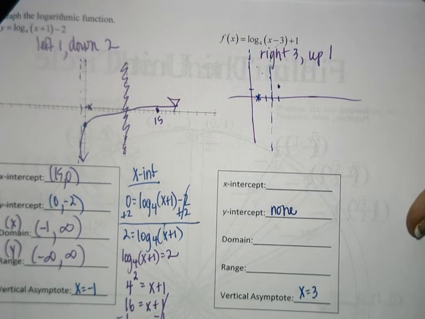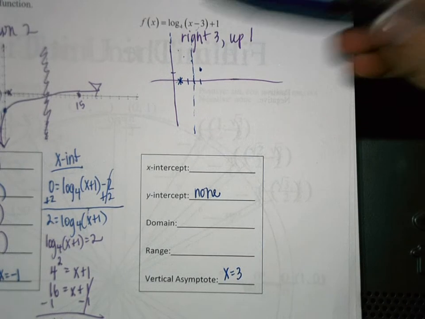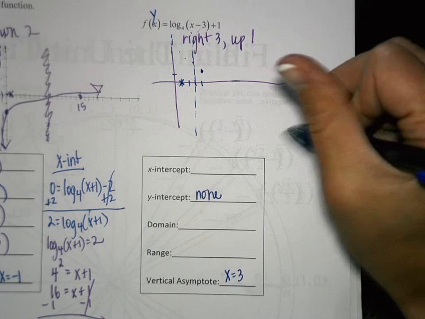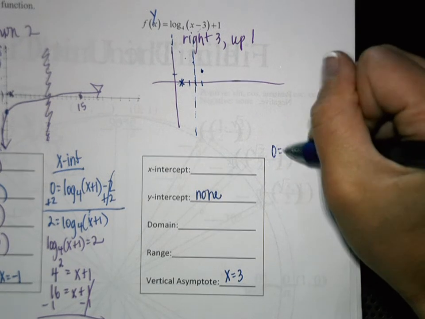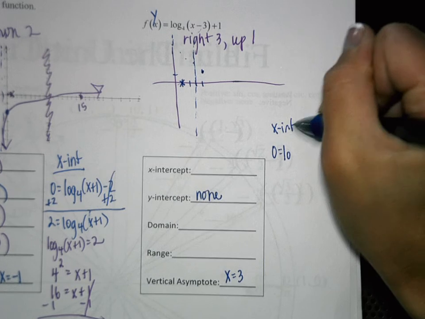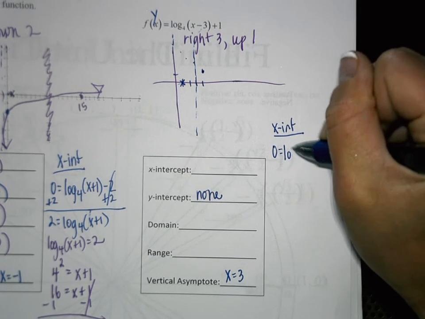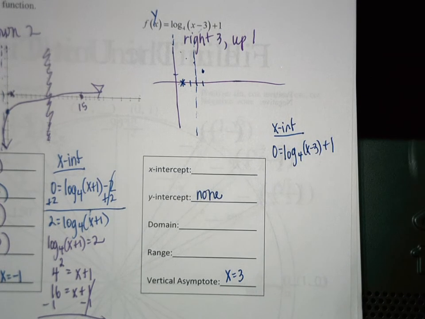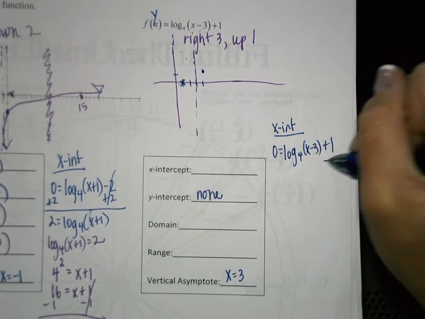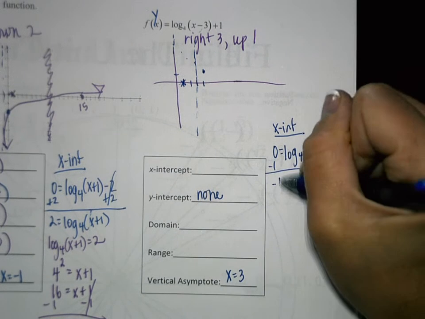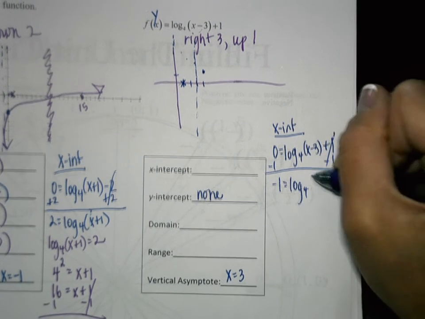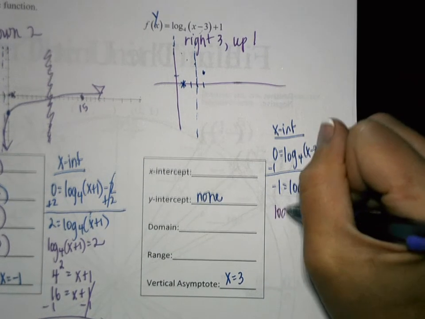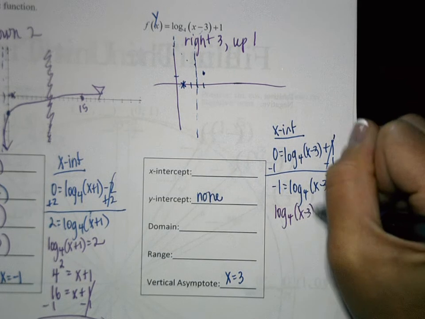For the x-intercepts, again we're going to plug in 0 for y, and f of x and y work the same, so I'm going to plug in 0 for y and solve for x. So 0 equals log base 4 of (x minus 3) plus 1. In order to solve the log function, I'm going to subtract 1 from both sides. I get -1 equals log base 4 of (x minus 3). Again, you might want to rewrite that to look like this: log base 4 of (x minus 3) equals -1, and flip it around.